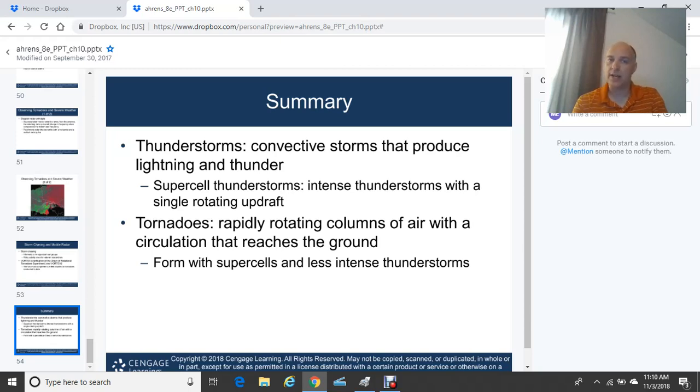Additionally, we talked about tornadoes and that they're rapidly rotating columns of air with a circulation that reaches the ground. They form within supercell thunderstorms, and they also can form in non-supercell thunderstorms as well, as we talked about with land spouts, water spouts, and so forth.